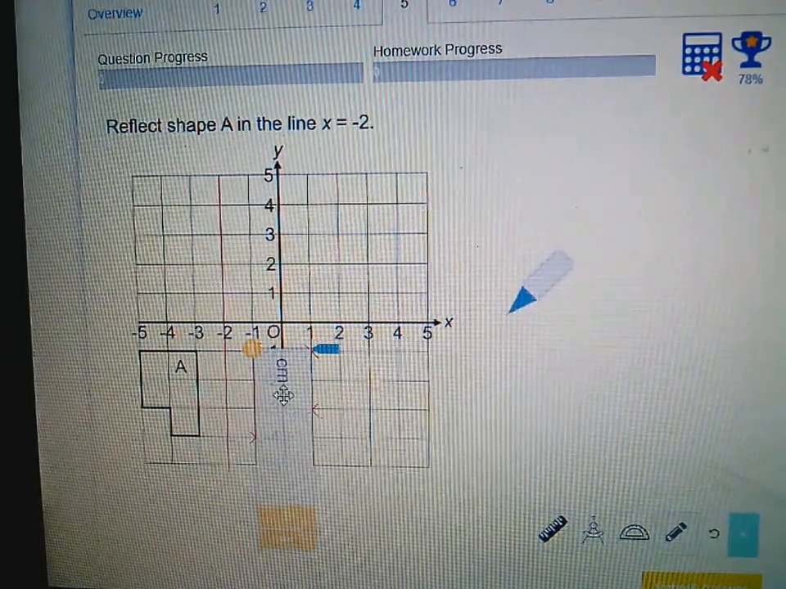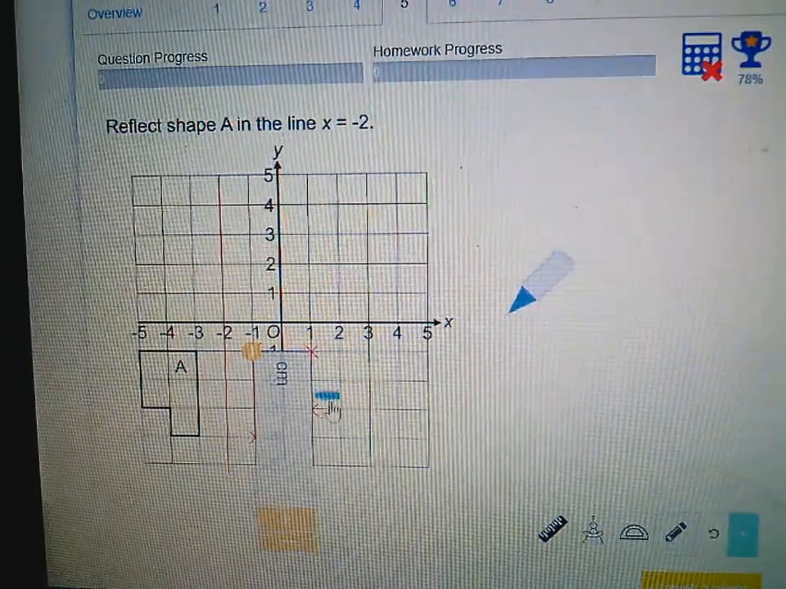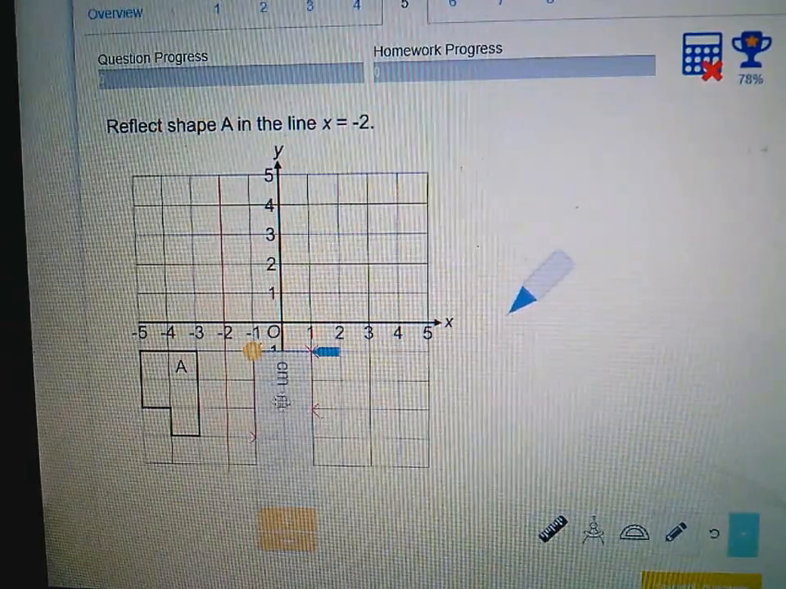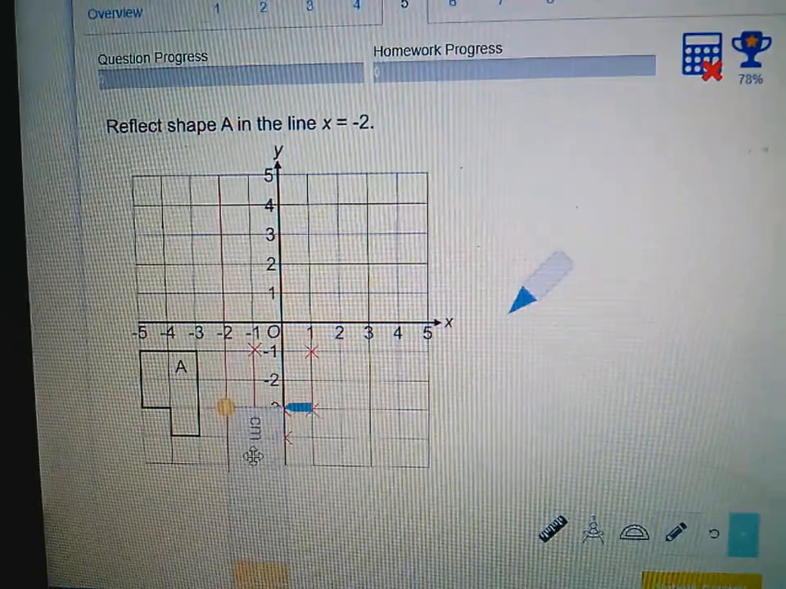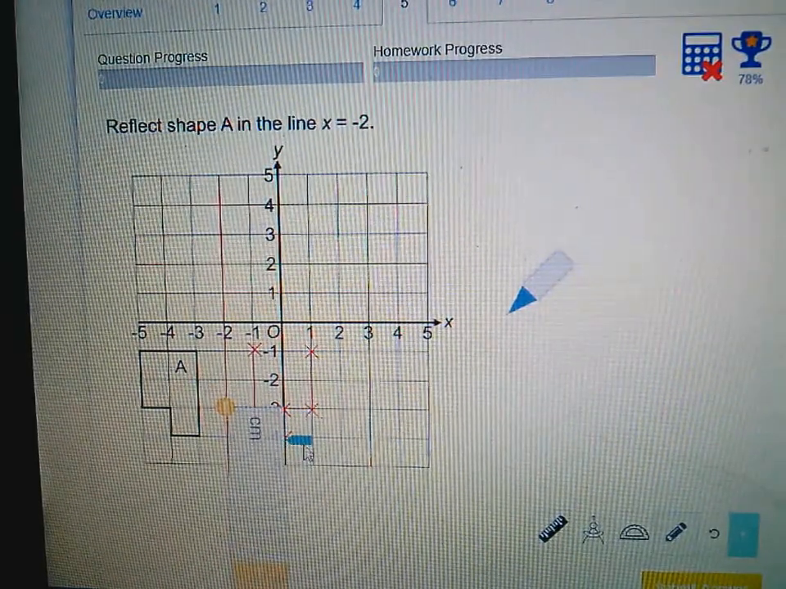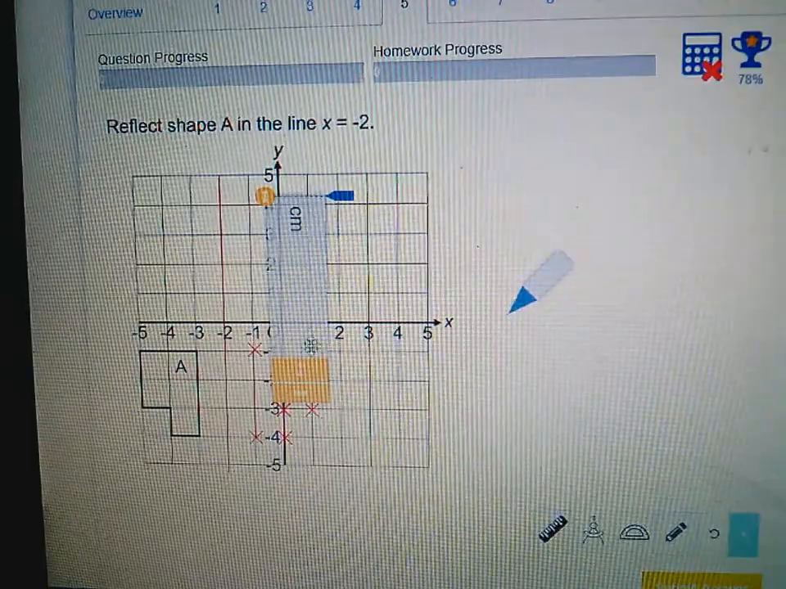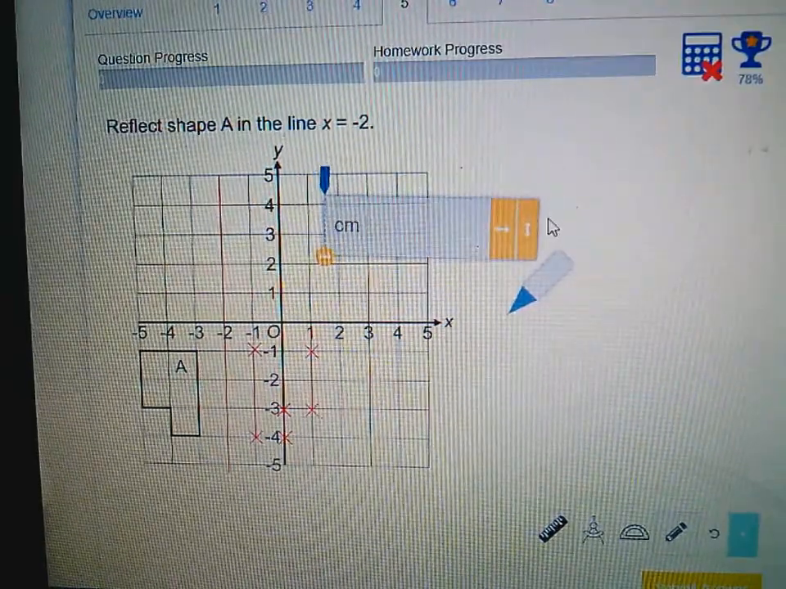I'm just doing all the vertical lines first because it makes it faster. Make sure you try and hit all the corners, vertices. And that's all the vertical ones. Then I'll do the horizontal ones.